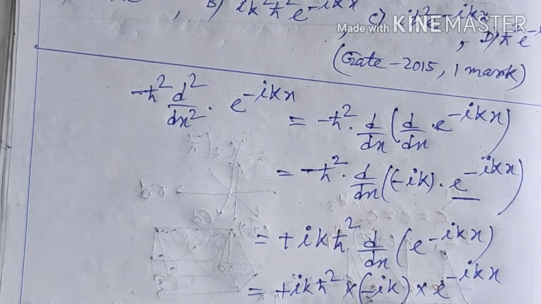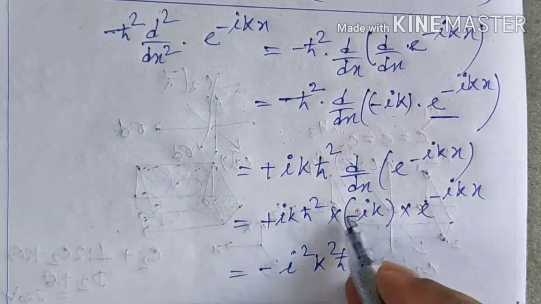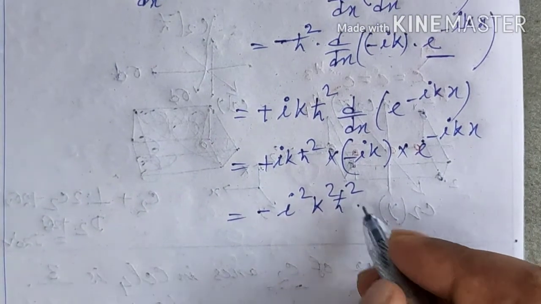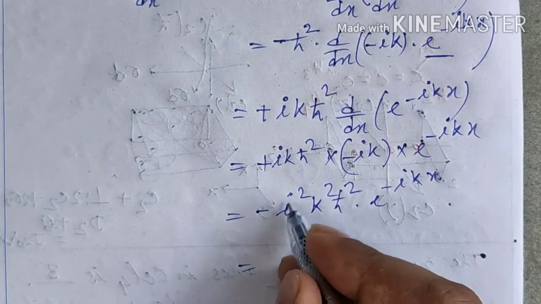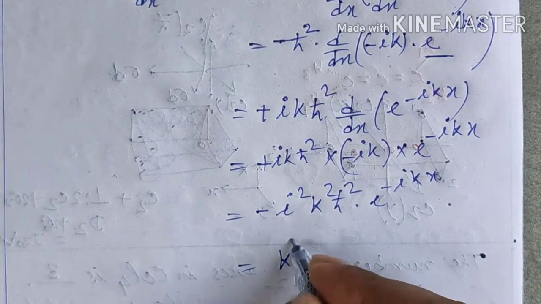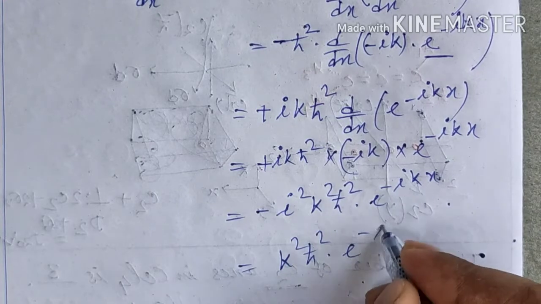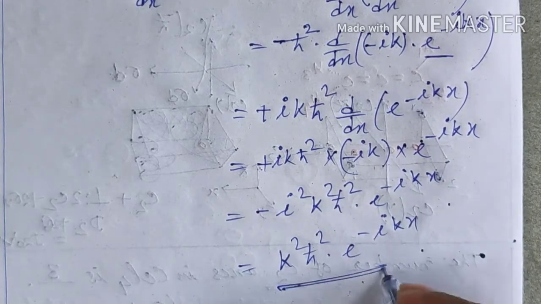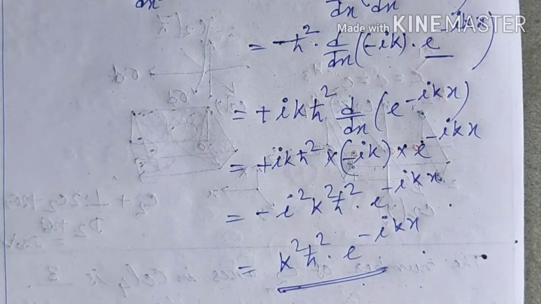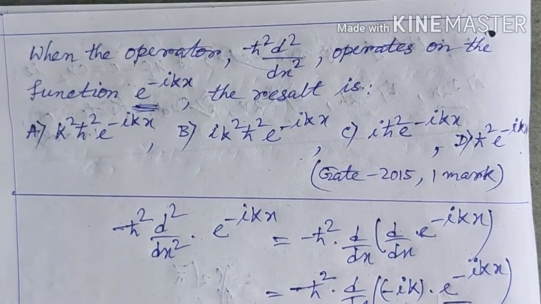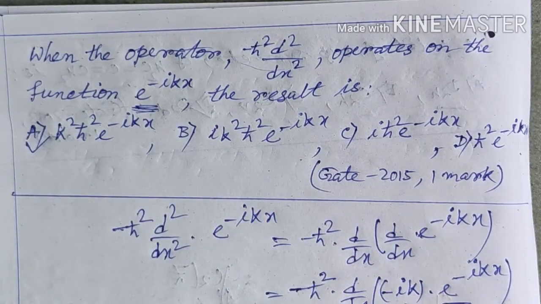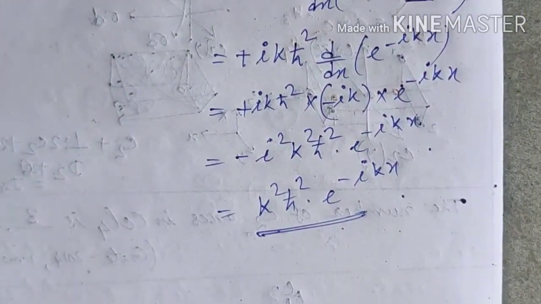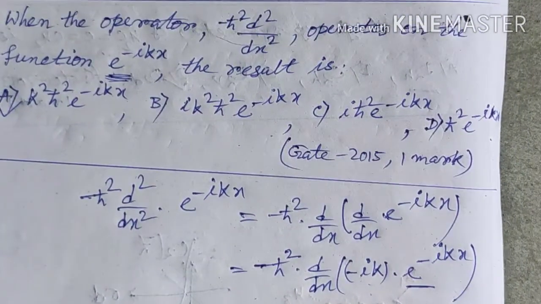So if we multiply this, then it will be minus i square k square h cross square into e to the minus ikx. And if we put the value of minus i square, that is minus 1, it will be k square h cross square e to the minus ikx. It is the result of operating the given operator on the given function. So we can see that among the given options, the first option is the correct answer. Is it okay? So let's see the next question.